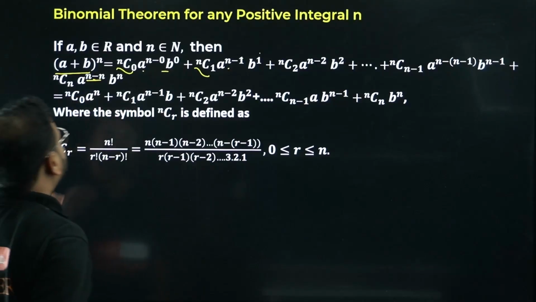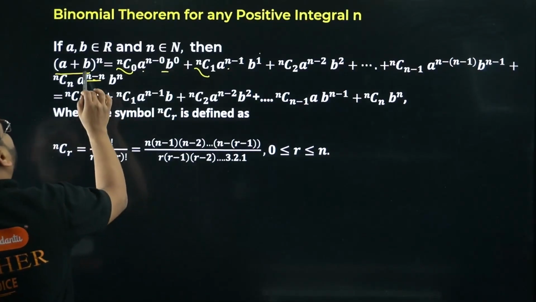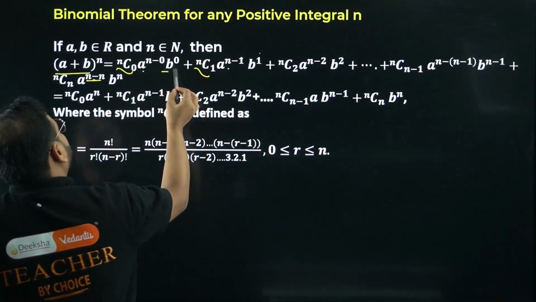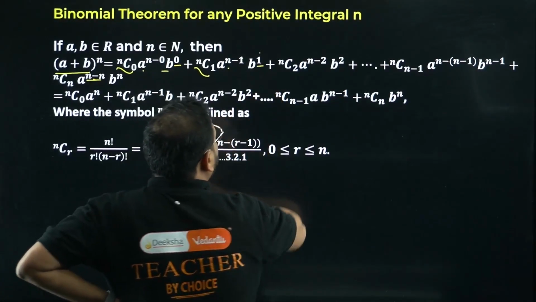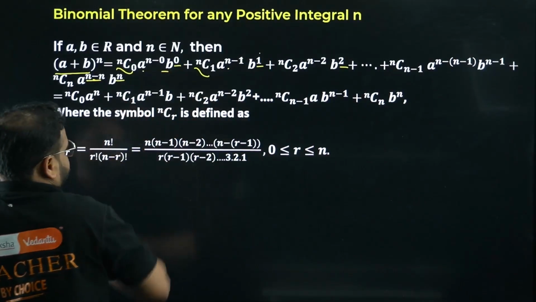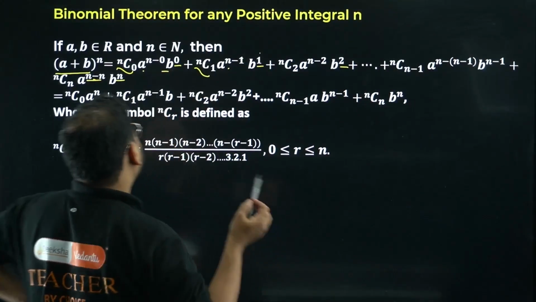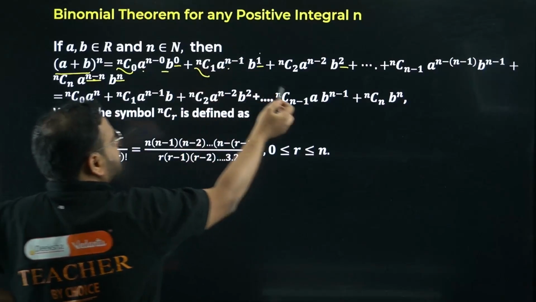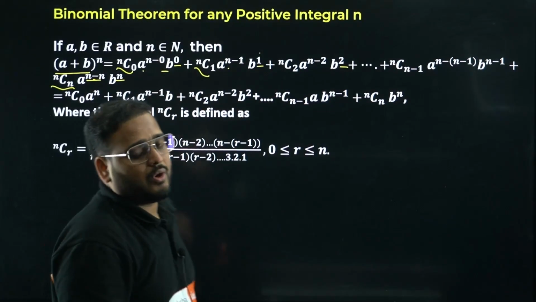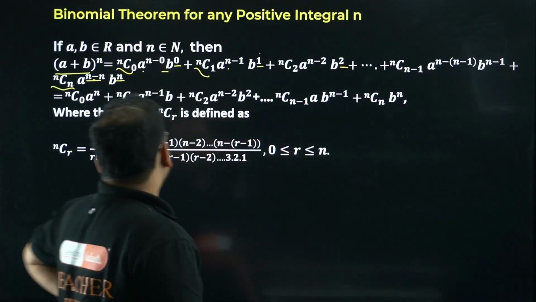Next, the second term, b, will be increasing from 0 to n. Over here what is the power? 0. Here what is the power? 1. Here what is the power? 2, so on till n. And if you see the coefficients, we have nC0, nC1, nC2, all the way to nCn. Okay, so that makes sense.